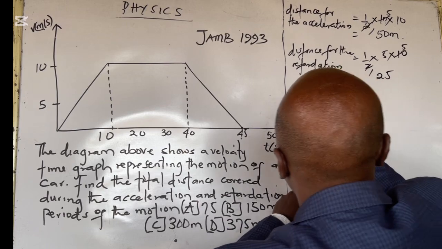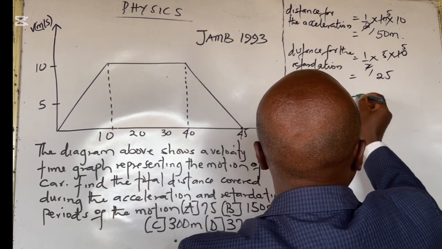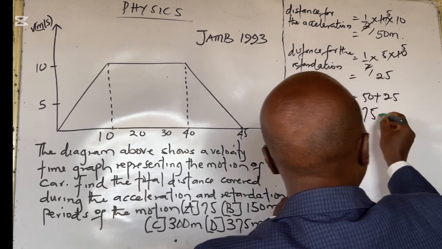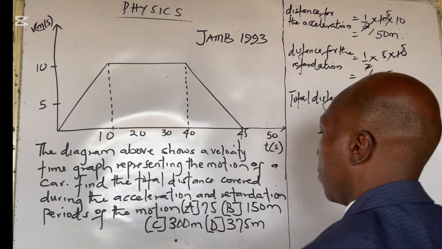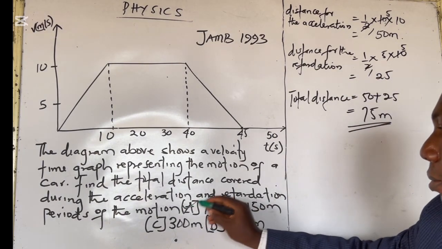So the total distance for the two now is 50 plus 25, and that's 75 meters. So that's 75 meters. So that's the answer.